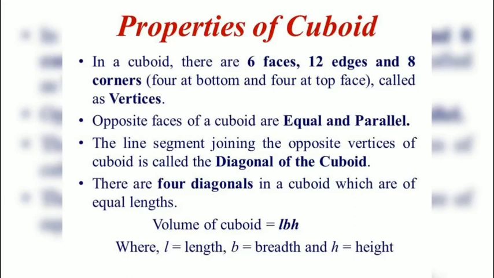The line segment joining the opposite vertices of a cuboid is called the diagonal of the cuboid. There are 4 diagonals in a cuboid which are of equal length. Volume of cuboid is LBH, where L is the length, B is the breadth and H is the height.